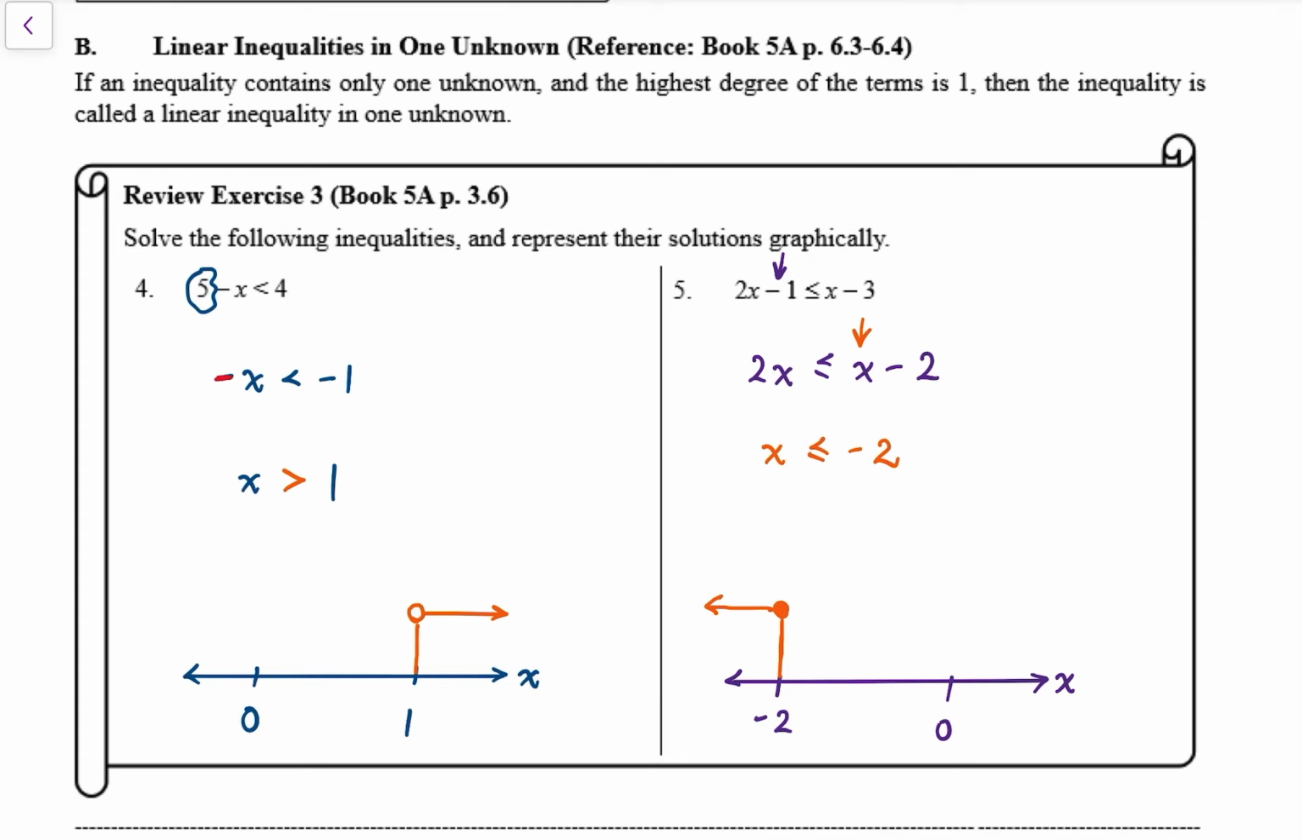Since x is less than or equal to negative 2, my arrow will be pointing towards the left. And because of less than or equal to, I'm using a closed circle, a closed dot.